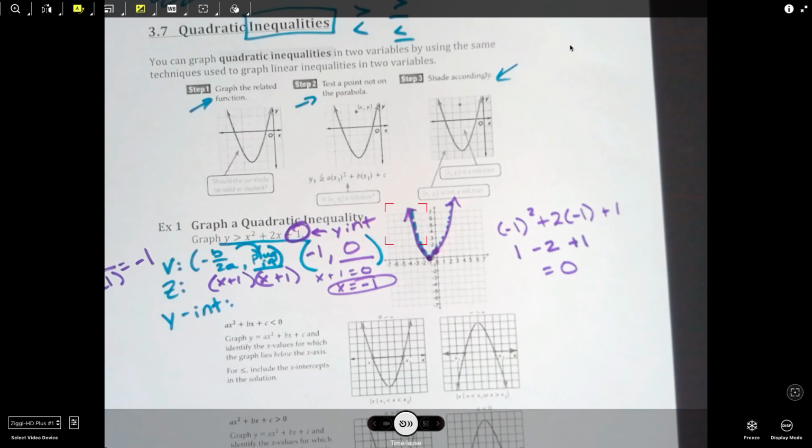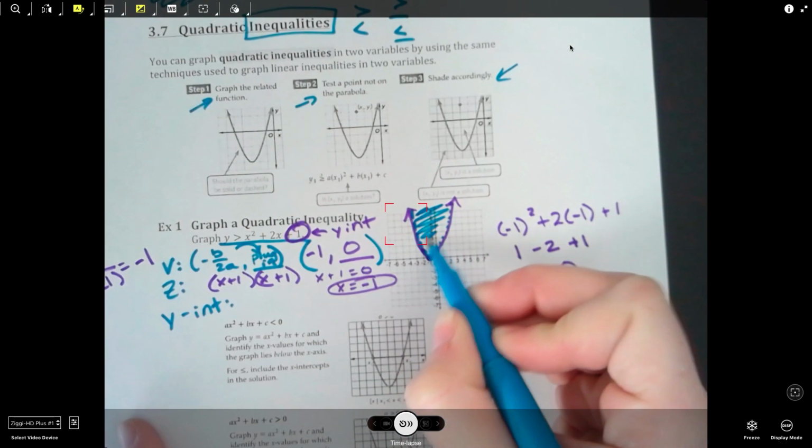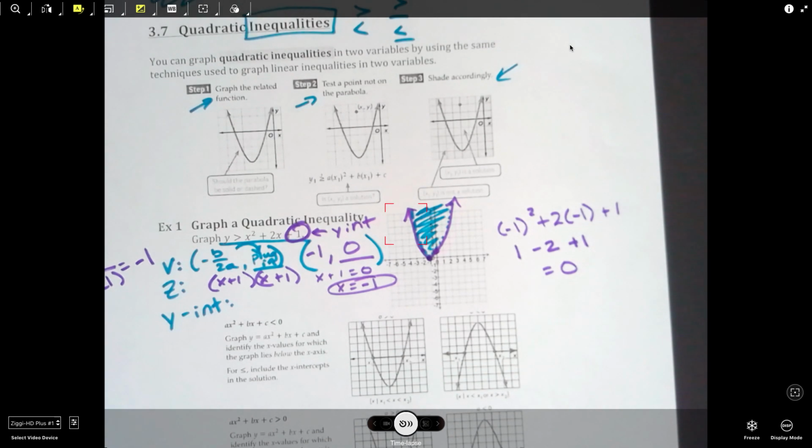If I take this parabola and I fold it down a little bit, greater than is above. It's going to be inside. Greater than's inside. So we shade like that. That's greater than. That's above. Right? That's greater than. That's above. Unless it's a parabola pointing down. We'll talk about that here in a second.